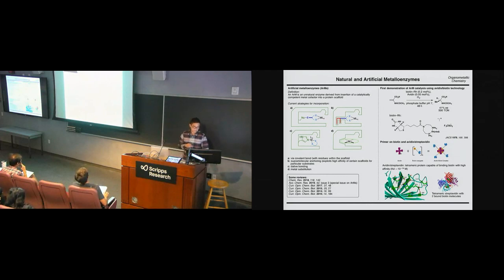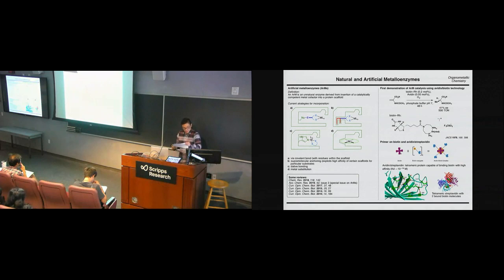And there are several strategies for incorporation of unnatural metal cofactors, and this has been illustrated in the schematic here. So for A, you actually would have a covalent bond between your unnatural cofactor with nucleophilic residues within the scaffold. This can be achieved by reacting with like a reactive cysteine or serine, or even an unnatural amino acid like acetylphenylalanine. And then you can also anchor your unnatural cofactor by taking advantage of supramolecular anchoring.